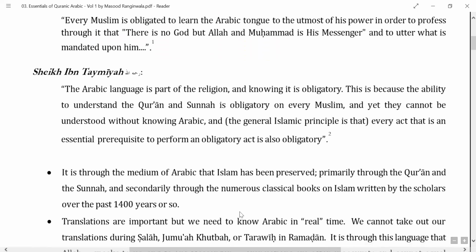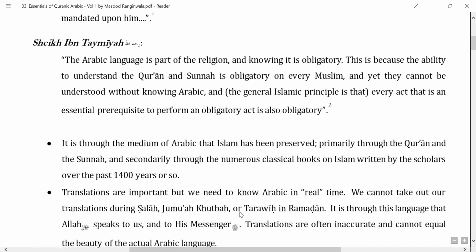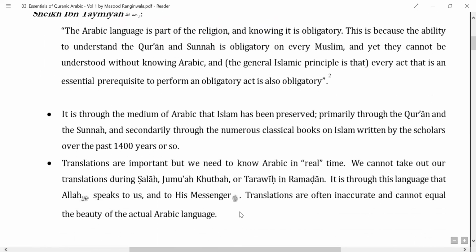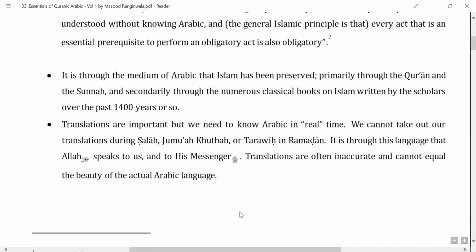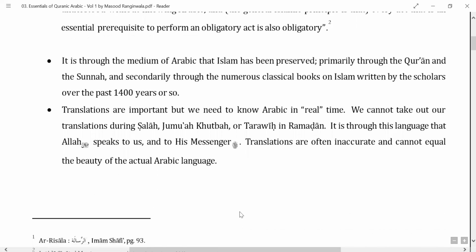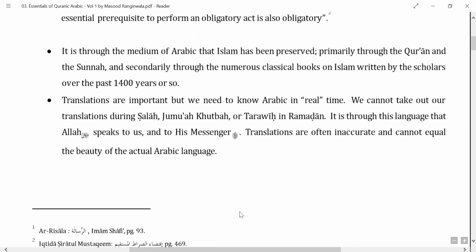Then Sheikh Ibn Taymiyyah rahimahullah, what he said is also mentioned, and how Arabic has been preserved all these years through Quran, through Sunnah. Now, translations are important, yes, because you don't know Arabic, so translations help you to know. But you should know Arabic by itself as well. Like during the Salah or Jummah khutbah or Tarawih, you cannot remove translations. That's why you need to know Arabic.